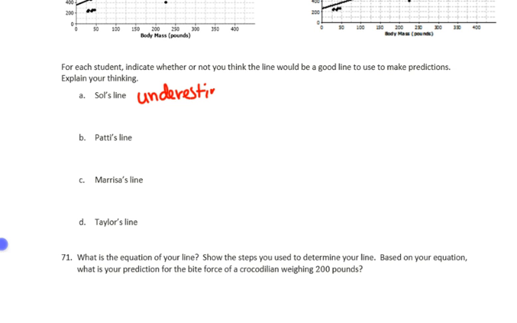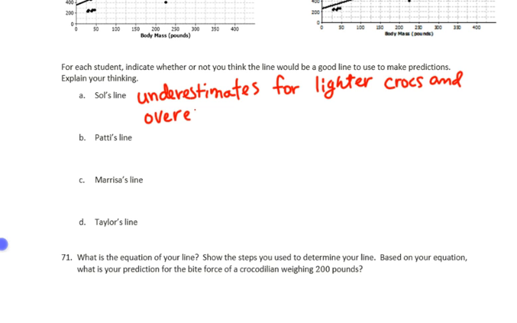we're going to say he underestimates for lighter crocodiles, I'll just abbreviate crocs, and overestimates for heavier crocs. So the problem with his is that it's not really through the data. Part of it's above and part of it's below.